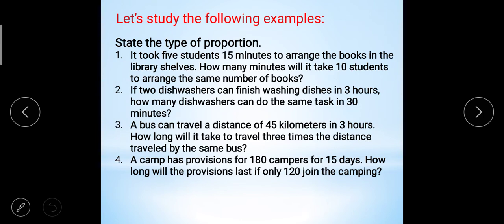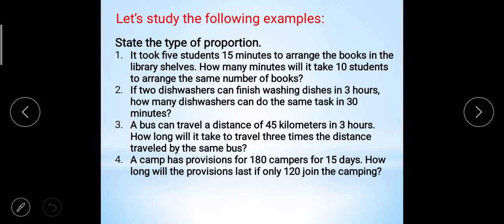Okay, let's study the following example. State the type of proportion. Number 1, it took 5 students 15 minutes to arrange the books in the library shelves. How many minutes will it take 10 students to arrange the same books?